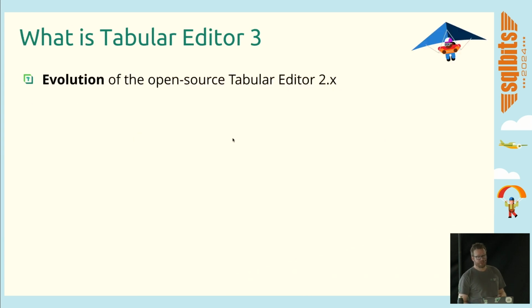Tabular Editor 3 is an evolution of the open source product, Tabular Editor 2. We're really bad at naming stuff. There was originally a Tabular Editor 1, but that was an internal tool in a Danish consultancy, and then it just grew from there. It's going to be really frustrating when we get to Tabular Editor 3 version 4 point something. No one is going to realize that, but we'll cross that bridge when we get to it.